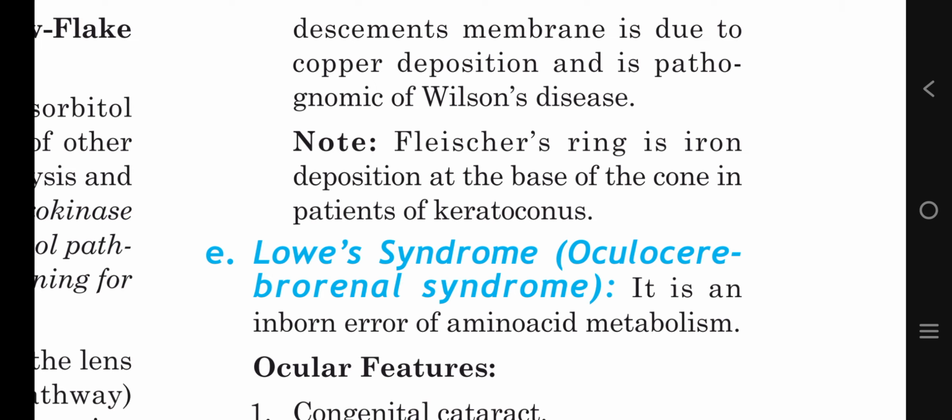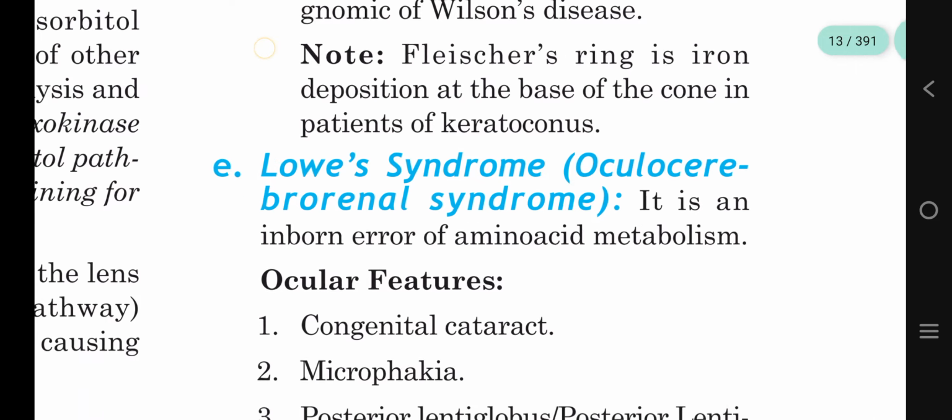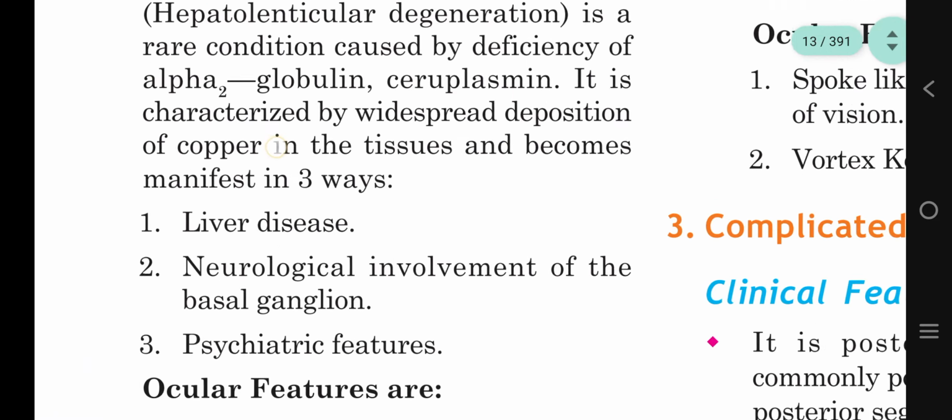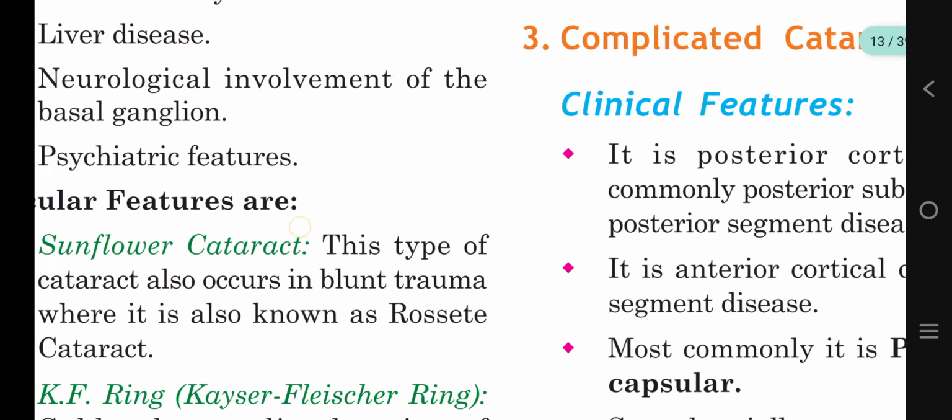Next, Next, Fleischer ring is iron deposition. If there is iron deposition, it is known as Fleischer ring, and if it is copper deposition, then it is known as Kayser-Fleischer ring.